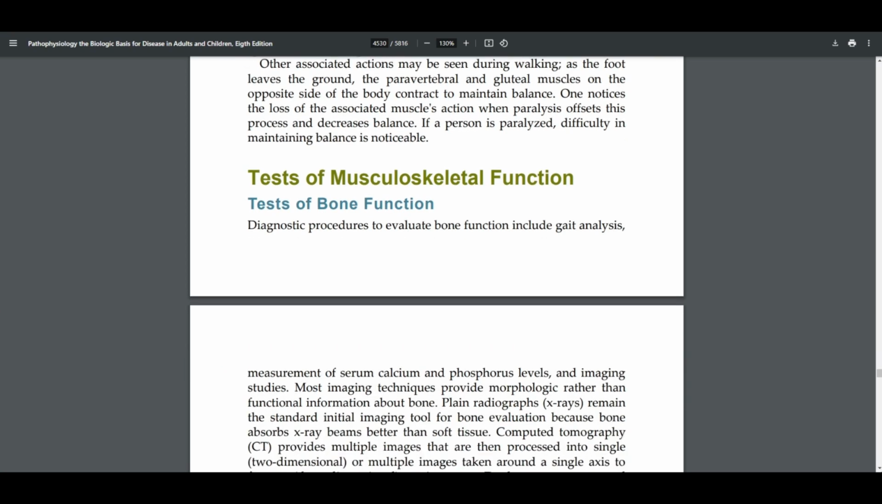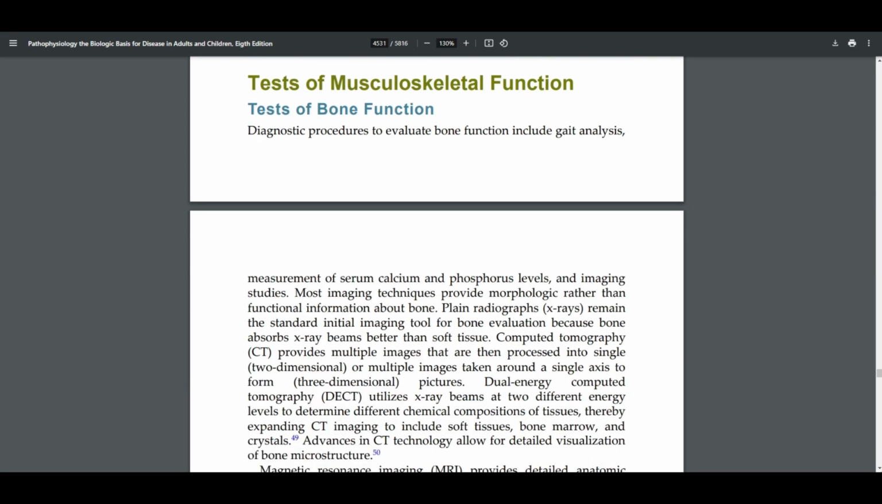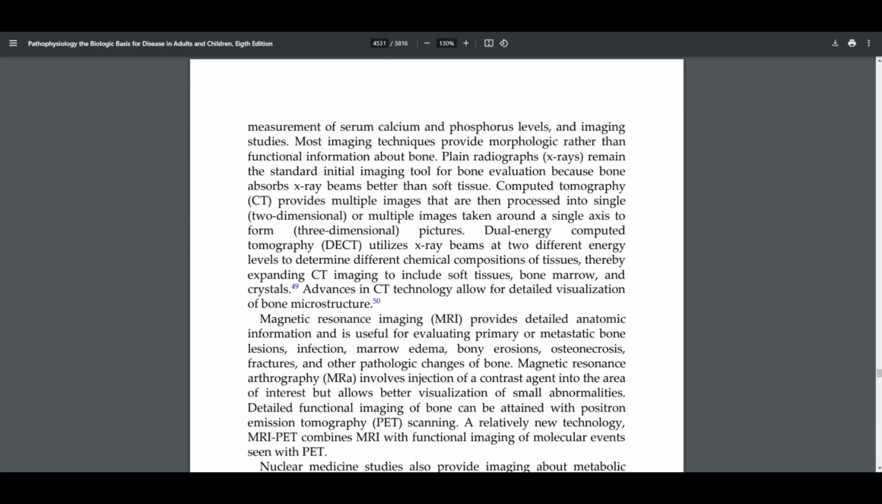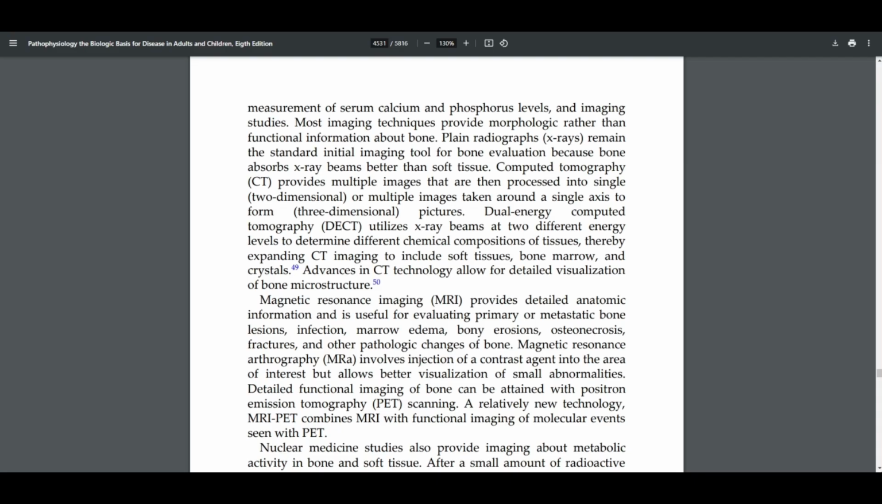So, tests of musculoskeletal function, tests of bone function. Diagnostic procedures to evaluate bone function include gait analysis, measurements of serum calcium and phosphorus levels, and imaging studies. Most imaging techniques provide morphologic rather than functional information about bone. Plain radiographs remain the standard initial imaging tool for bone evaluation because bone absorbs X-ray beams better than soft tissue.